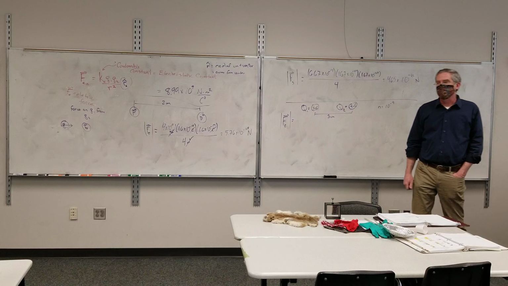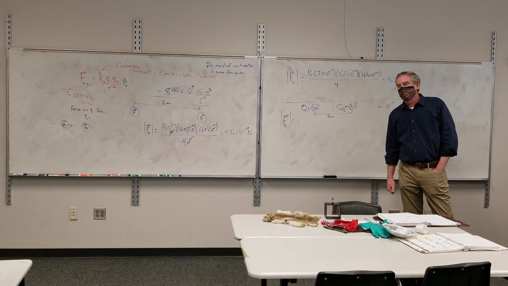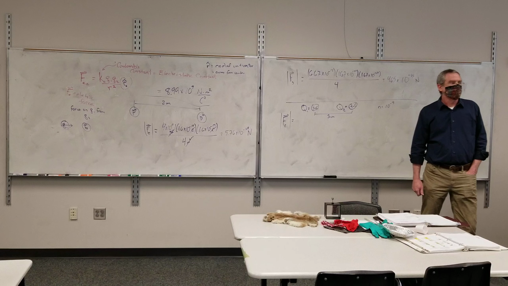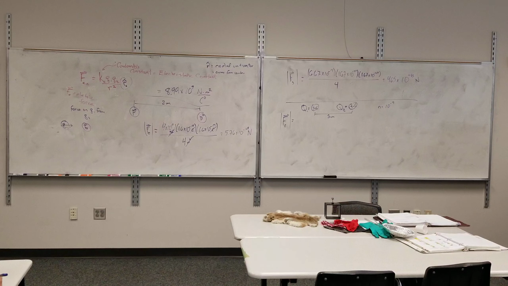Is anyone else getting 4.5 times 10 to the negative 5th? No. Does that seem remotely right? I got a negative number, which should make sense because they're attracted to each other. That's positive, that's negative. We're good? I got this.